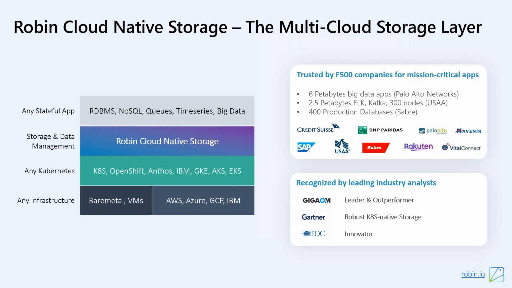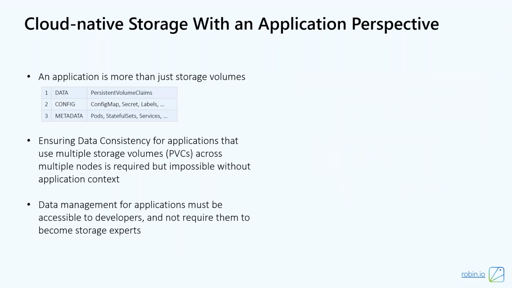So now, let's say the first problem is solved. We created a multi-cloud storage layer, and it goes across different flavors of Kubernetes. Is that enough? The answer is no, not nearly, because there are other problems. We talked about having no application construct in Kubernetes for a stateful application. So what we need is a cloud native storage solution with an application perspective.